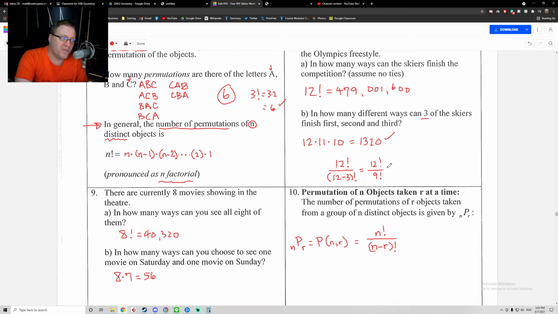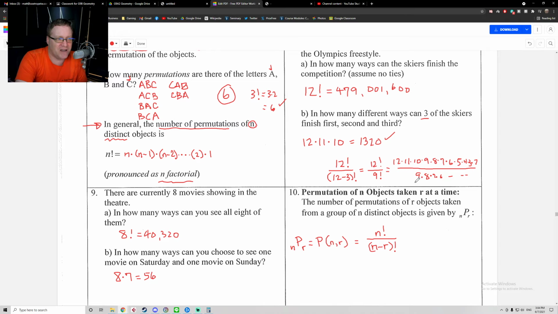Okay? But remember, what is 12 factorial? 12 factorial is 12 times 11 times 10 times 9 times 8 times 7 times 6, 5, 4, 3, times 2. All right, that's kind of ugly. And then we're going to divide by 9 factorial: 9 times 8 times 7 times... I don't even want to finish writing this out. Blah, blah, blah.